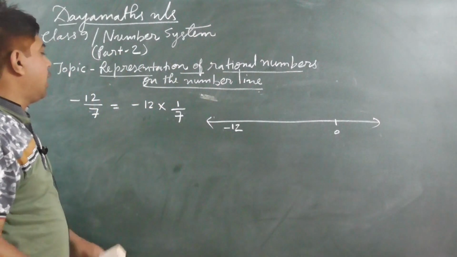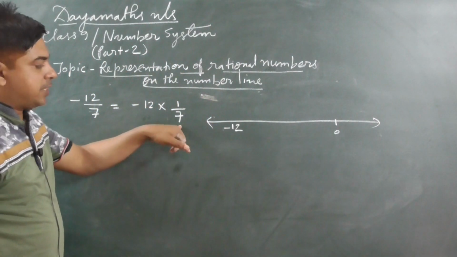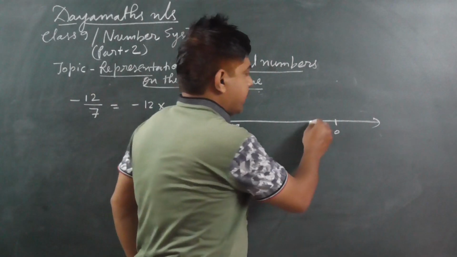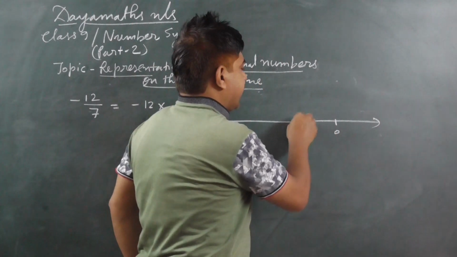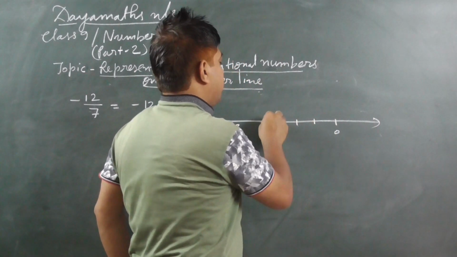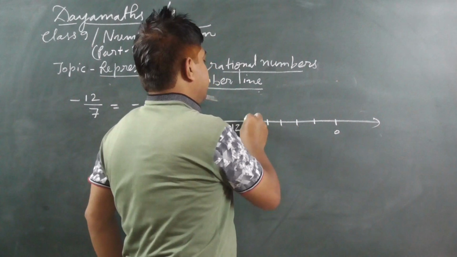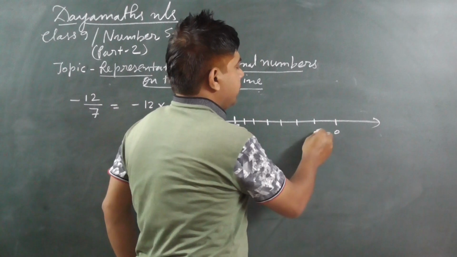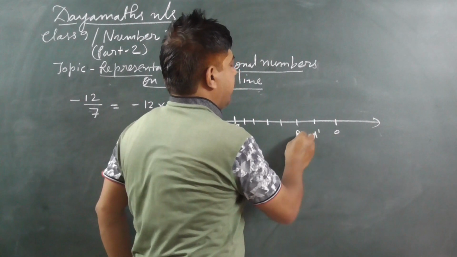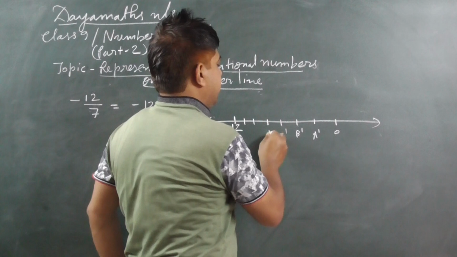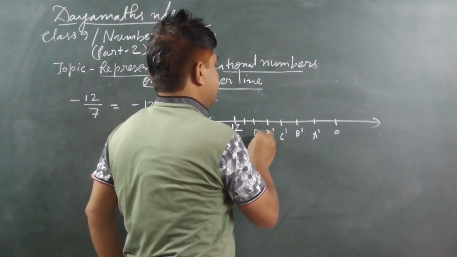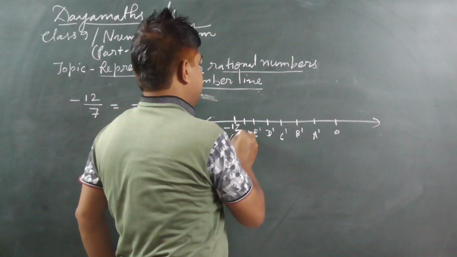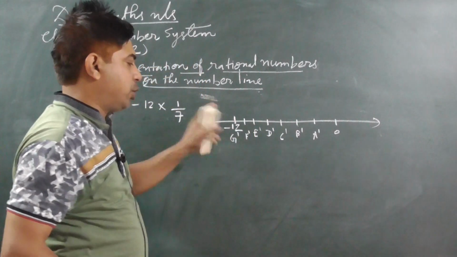Now you have to check how many parts there are in the denominator. So you are going to get 7 parts. So you can take first part, second part, third part, fourth part, fifth part, sixth part, and 7th part here. I am going to mark here A dash, B dash, C dash, D dash, E dash, F dash, and G dash, which is lying on minus 12.